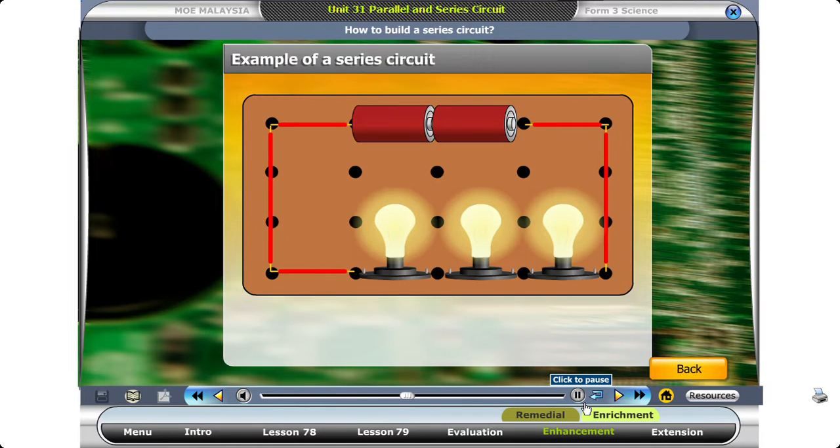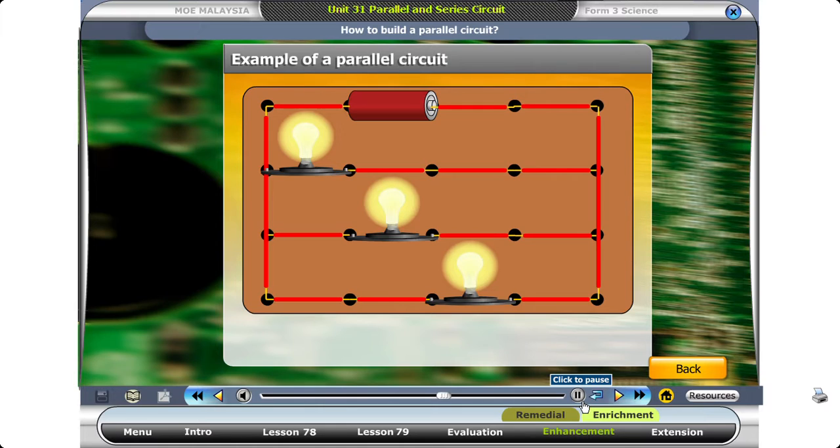A series circuit is built by connecting the electrical source, the connecting wires, and electrical components from end to end in a single loop. The figure shows an example of a series circuit. A parallel circuit is built by connecting the electrical source, the connecting wires, and electrical components in different branches. The figure shows an example of a parallel circuit.